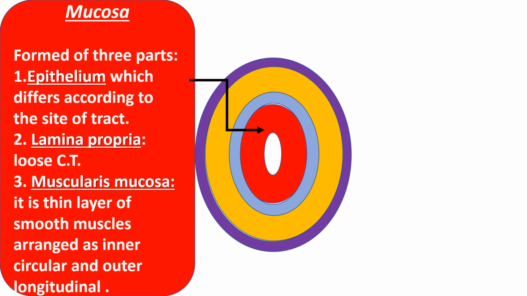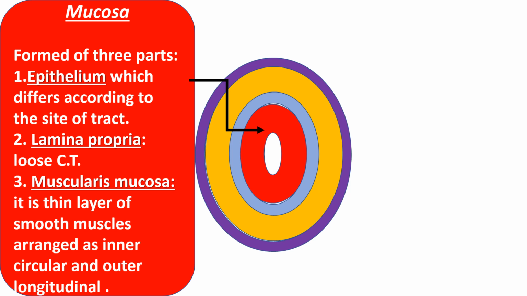Any epithelium, as it is avascular, will be lying over a close connective tissue. This connective tissue is called the lamina propria. After that, there will be a layer of smooth muscle fibers. Its function is to move the epithelium in order to allow it to extend or move away from the food. This layer is the muscle which moves the mucosa, so it is called the muscularis mucosa. It is a very thin layer of smooth muscle fibers arranged as inner circular and outer longitudinal.